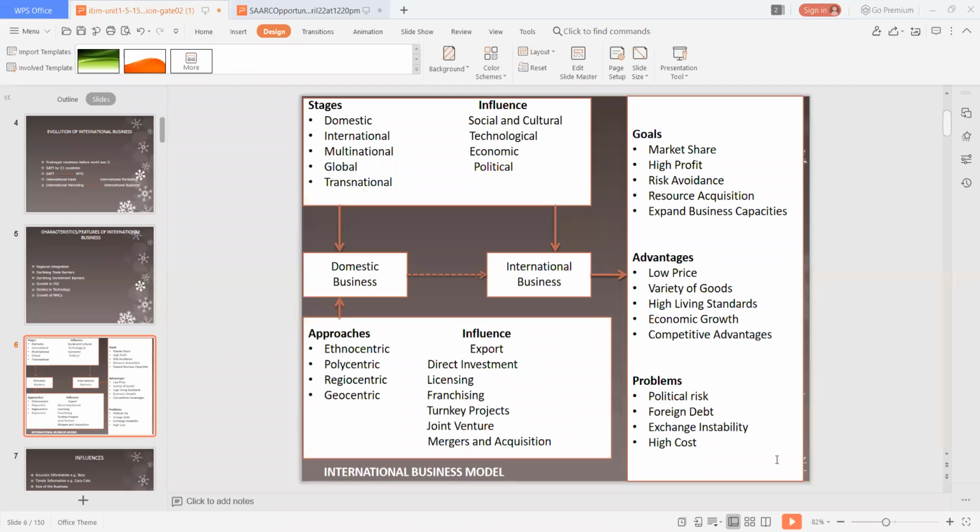So these are some of the examples, and the problems we already told about: political risk, foreign debt, exchange instability, high cost. So these are the problems sometimes, and advantages also there. So kindly note this down.